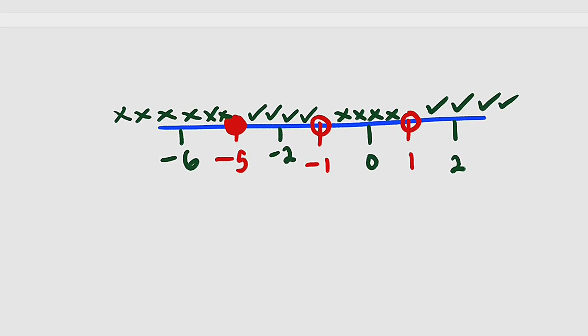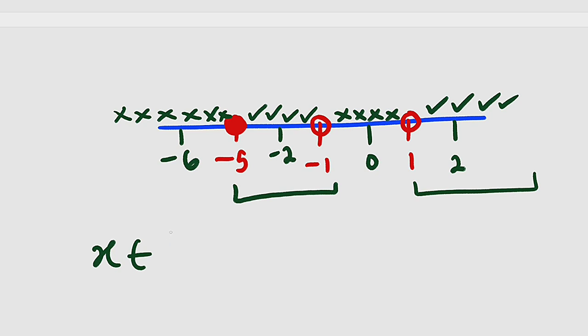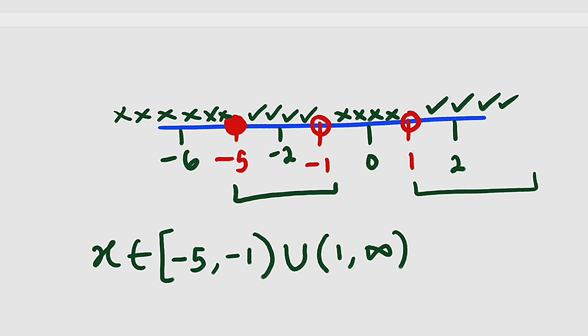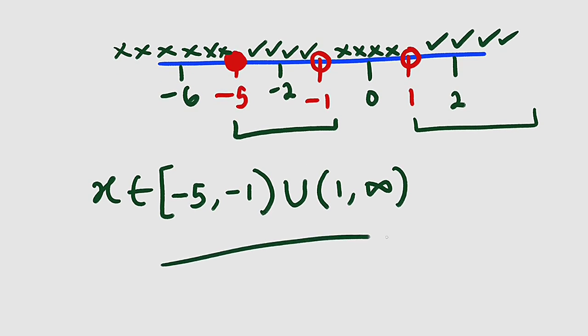So you can see our solutions are between -5 down to -1, and from 1 to infinity, right? So we say that x belongs to the set of values from -5. We use a square bracket to indicate that -5 is a solution, way down to -1 excluding -1, so we use parentheses, union from 1 way down to +infinity, and hence this is said to be the solution to this problem.